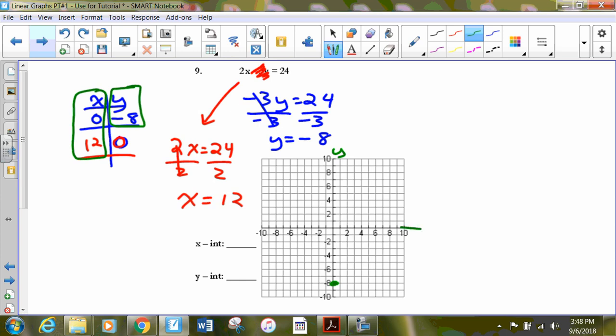Oh man, I'm going to have to extend this. 11, 12, it's okay, we can manage. Then we're going to connect those 2 points. There we go. Not bad for not having a ruler or an eraser.